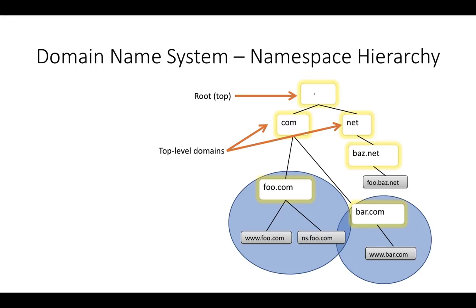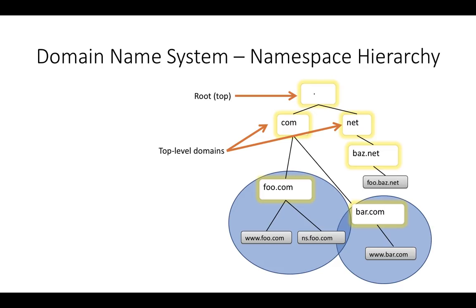Okay, and then you strip foo from foo.com and you get com. And then actually if you take com away, there's something at the very end that's implicit, and we call that the root. The root is the top of the domain name system namespace hierarchy, and then from there we have top level domains, so com and net, edu, gov, etc.